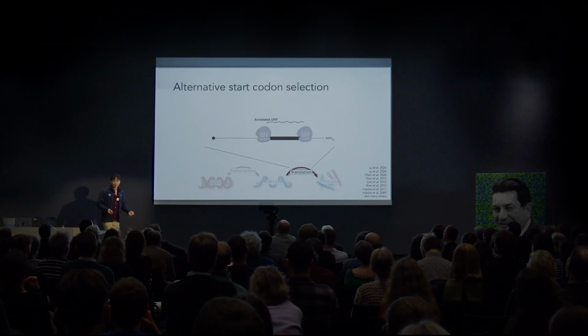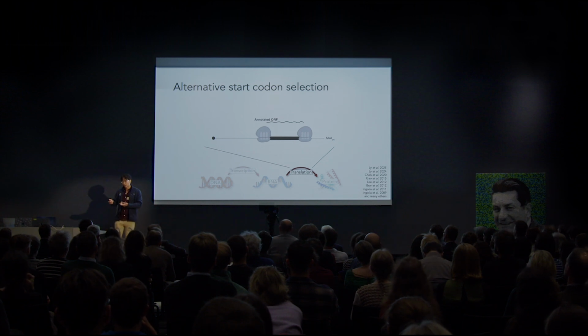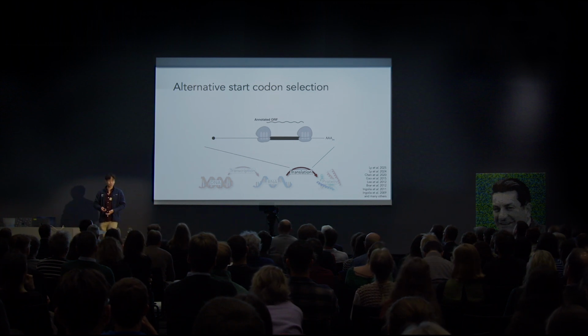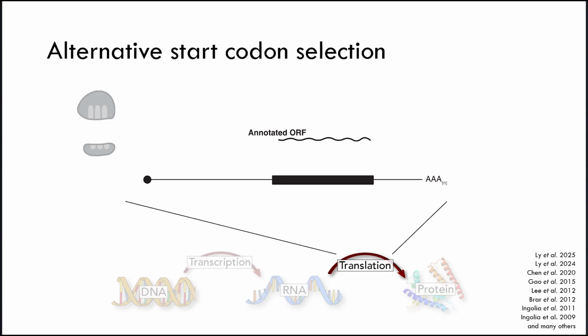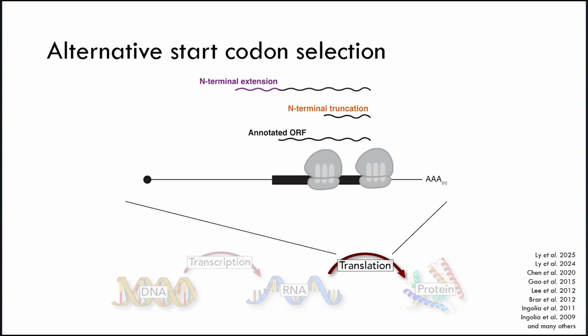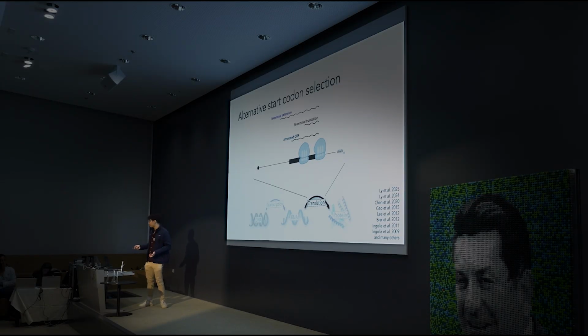What we know in Ensembl or RefSeq or your favorite reference databases is known as the annotated protein. But in some cases, the ribosome will scan past this annotated start codon, starting downstream to make an N-terminally truncated protein isoform. Similarly, the ribosome can sometimes start in the 5' UTR, typically at a non-AUG start codon, to generate an extended protein product.